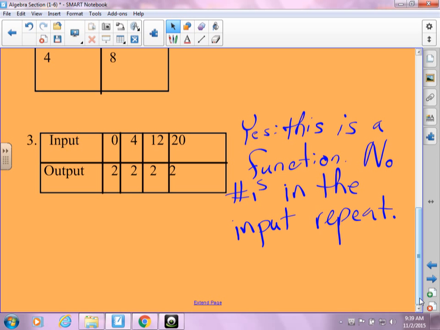All I care about is that input. You can go, but why, Mrs. Medvick? That's kind of funny. Why is it just input? Later on when we graph, you'll see why this is not a function. It's called the vertical line test, and I'll show you that later. Right now we're just looking at the input. Questions?